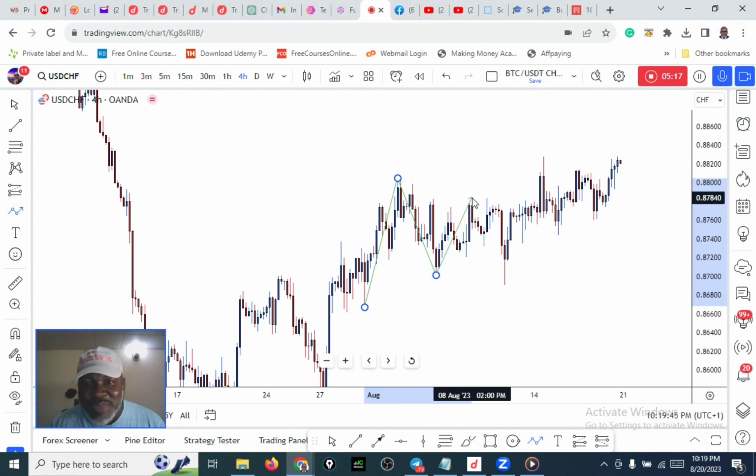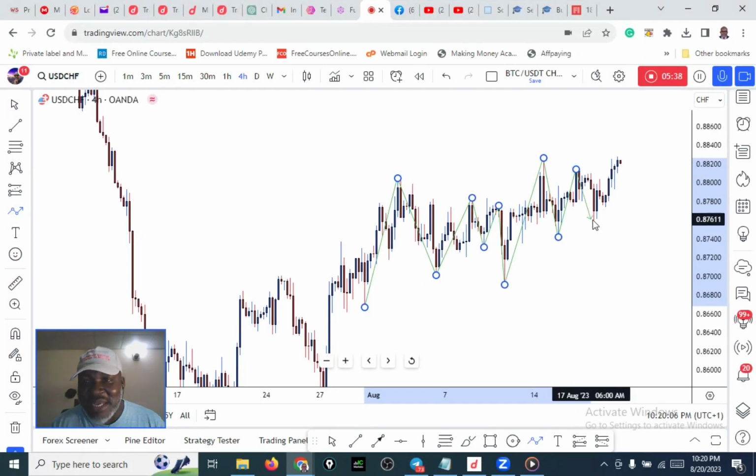It did not break that high. It came back here, did a lower low. It did a lower high, lower low. It came back here and broke structure here. It broke structure. Then a new uptrend has continued from here. It didn't break that structure.